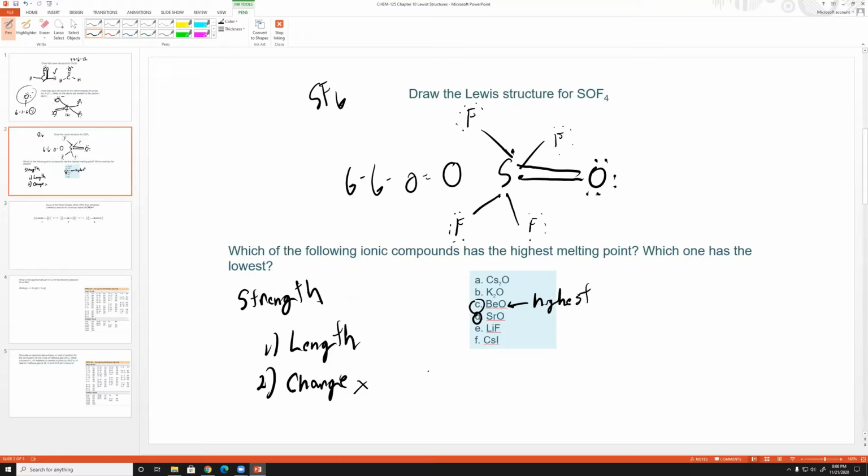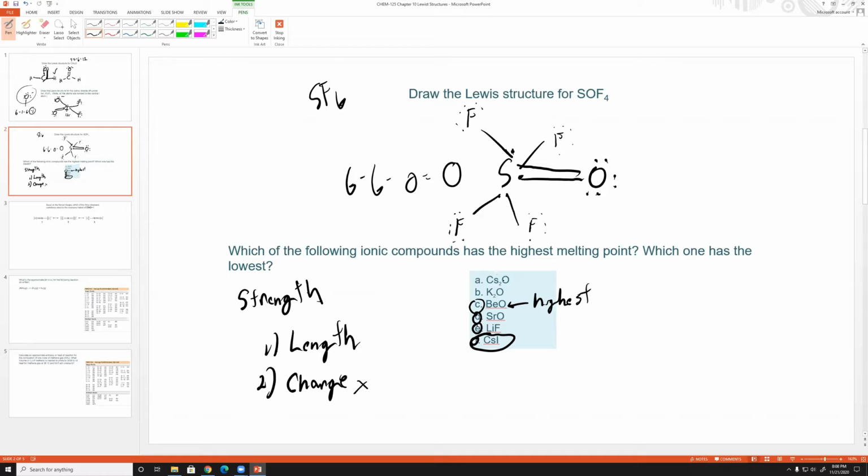And now which one has the lowest? So we're going to look for the opposite, meaning the +1 -1 that are the furthest away. Out of the +1 -1s, we have E and F, which is lithium fluoride and cesium iodide. Lithium is a lot smaller than cesium. Fluorine is a lot smaller than iodine. So cesium iodide is the weakest one, since those atoms are going to be a lot further apart than lithium and fluoride.